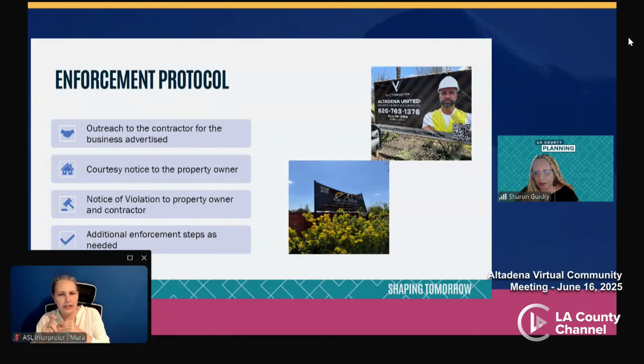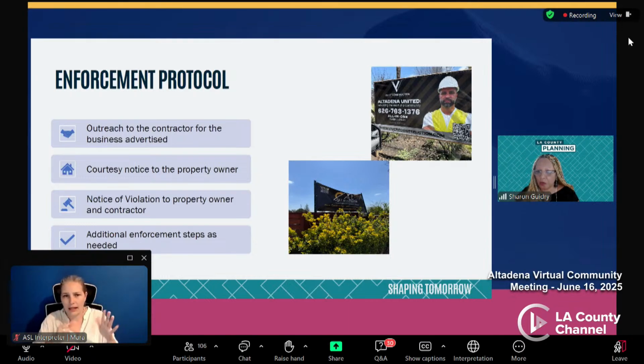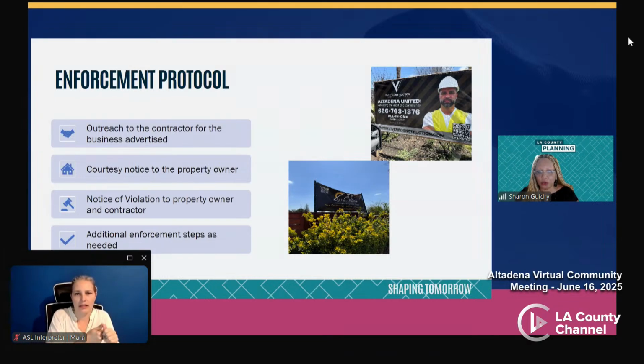So if our efforts to get compliance directly through the contractor, and then a courtesy notice to the property owner, do not get the sign removed, our next step would be to send a notice of violation to the property owner and the contractor. And hopefully we don't have to get to that point. Our main priority is voluntary compliance without enforcement. So our hope is that we would not have to take any additional enforcement steps once we make those notifications and have those conversations.